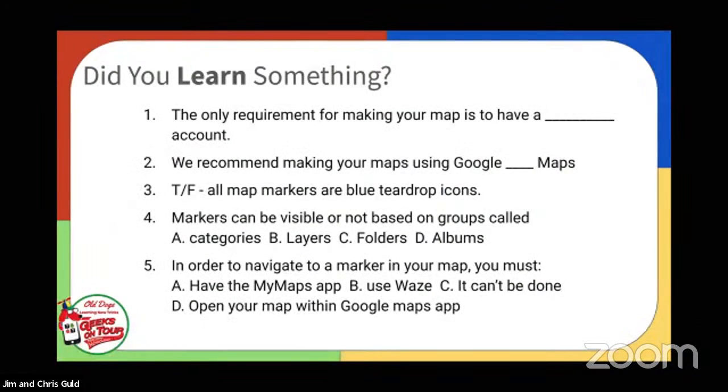So in order to navigate to a marker in your map, you must A, have the My Maps app, B, use Waze, C, it can't be done, or D, open your map within Google Maps app. D. You need to use Google Maps on a mobile device and then bring in your My Map. Okay, true or false? You must use a computer to make or edit a map. Pretty much true.